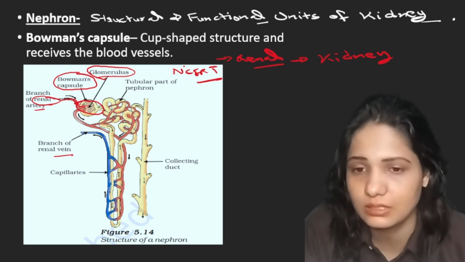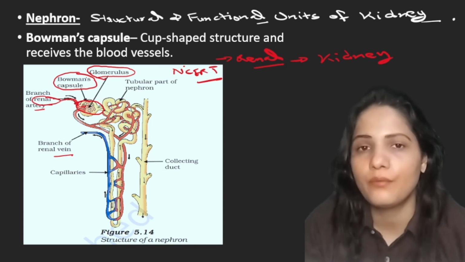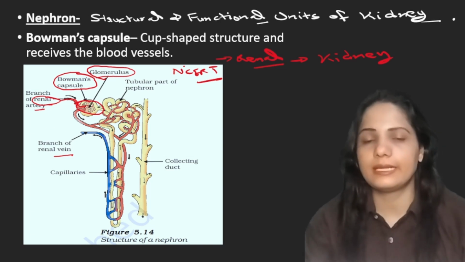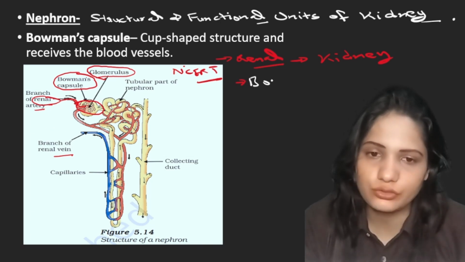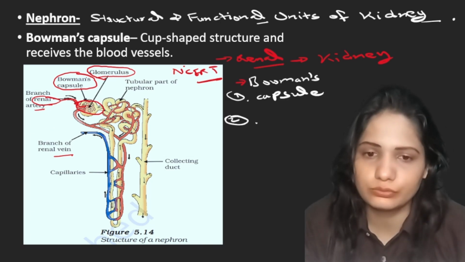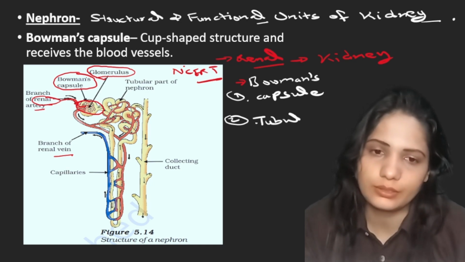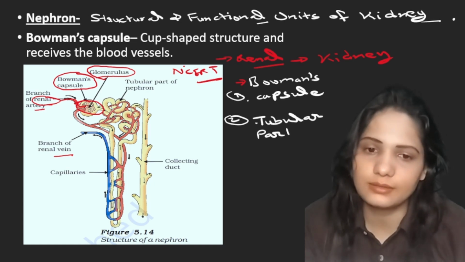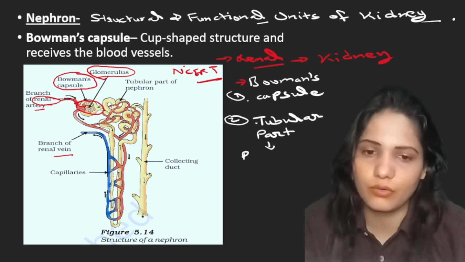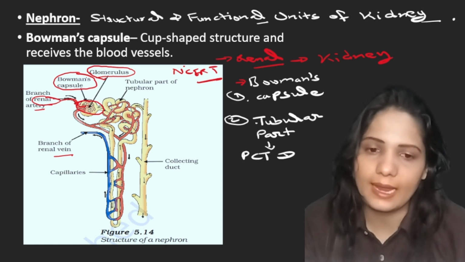Next, we have this Bowman's capsule where the filtration takes place. We have Bowman's capsule number one. Number two is the tubular part. And this tubular part consists of PCT and DCT.